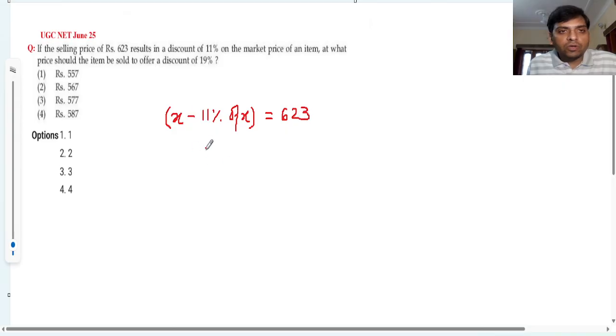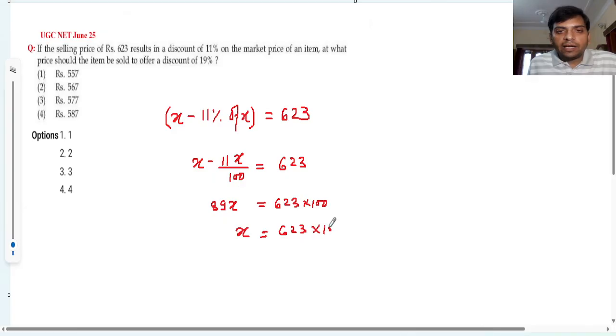Now you can solve this equation. So on solving this equation, this is 11x upon 100 and this equals to 623. On solving this, you will get 89x equals to 623 into 100 and this equals to x, 623 multiplied by 100 divided by 89. So this is the market price. So first we are calculating market price. This is 700 rupees.